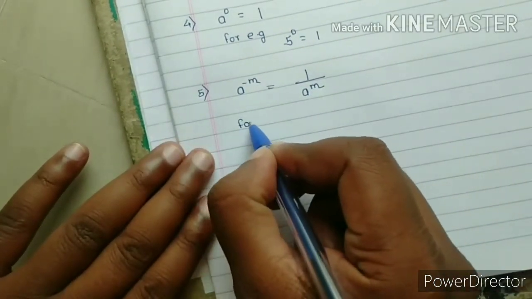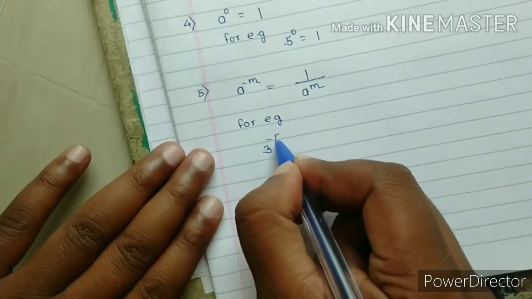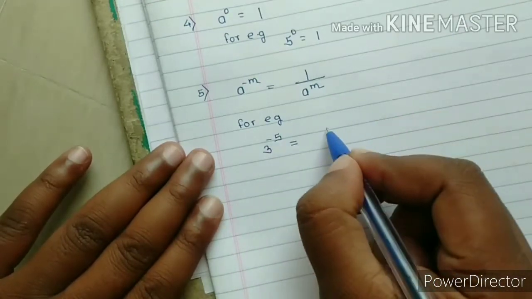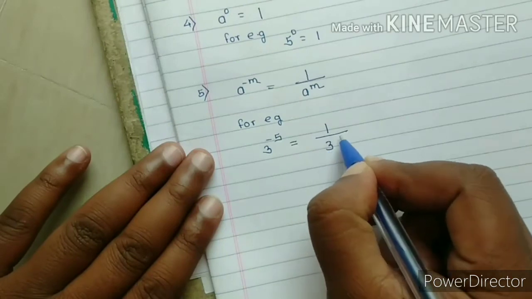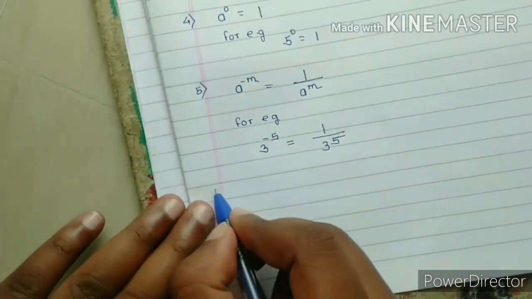For example, 3 raised to minus 5 is equal to 1 upon 3 raised to 5.